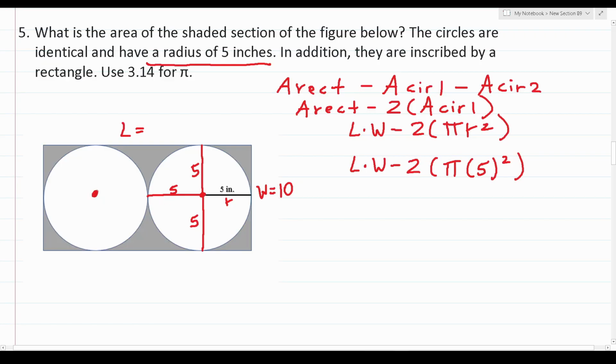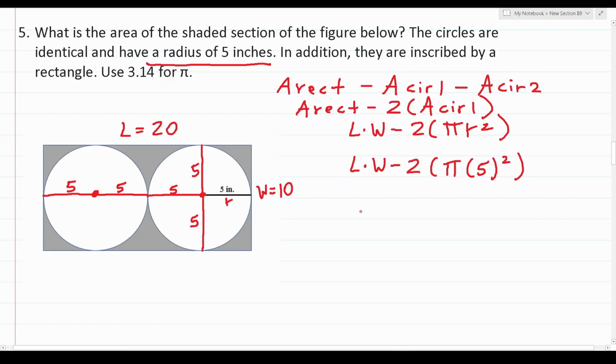Let's put a center point in this circle. Again, from the center point to the edge is another radius, and we know that's 5. And then from this edge to the center point is another radius, and we know that's 5. And clearly, the distance from here to here is the same as our length. So our length is 5 plus 5 plus 5 plus 5, which is 20.